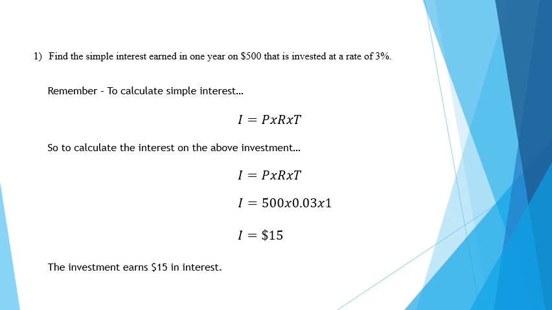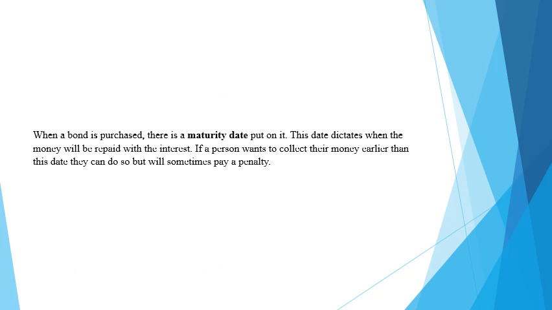So the investment earns $15 interest. So let's look a little bit closer at bonds then. It's another way of investing that also earns interest. But when a bond is purchased, there's a maturity date put on it. This date dictates when the money will be repaid with the interest.